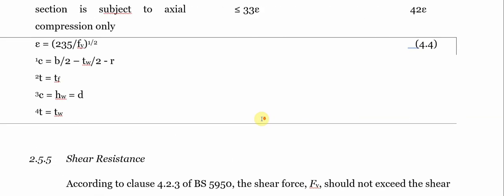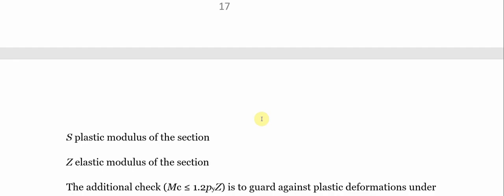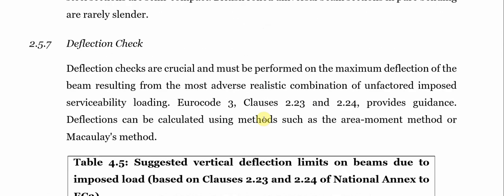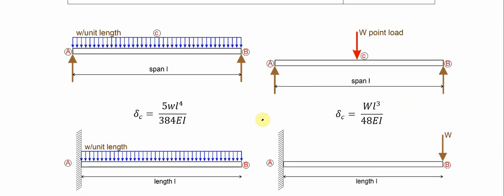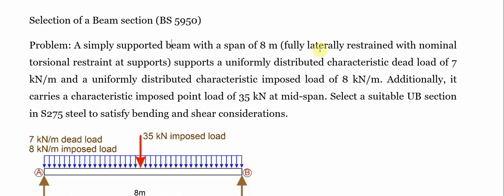Now let us go to the design proper. I will be going forth and I will show you what each one entails as we design with a sample. Now let us say we have a simply supported beam with a span of 8 meters, and it is fully laterally restrained with nominal torsional restraint at supports. It supports a uniformly distributed characteristic dead load of 7 kilonewton per meter and a uniformly distributed characteristic imposed load of 8 kilonewton per meter.